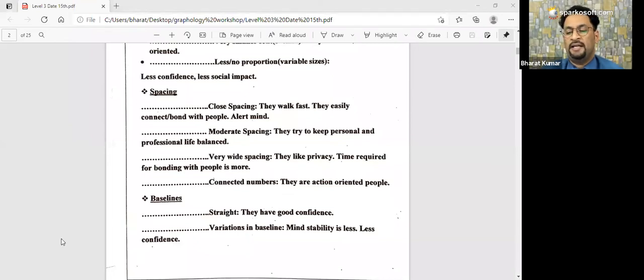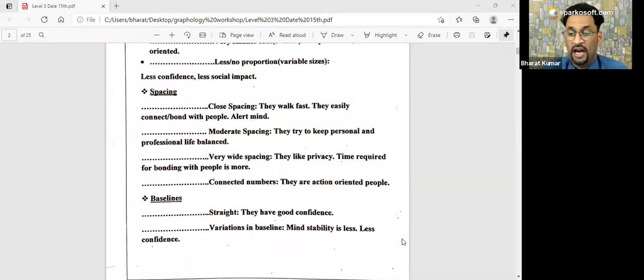So what happens if very wide spacing is used? Actually, they are willing to cover up things. They are more introvert. They don't want to share their issues. They like privacy. Even if they are present in a party, they will avoid standing with many people. They roam alone, like a loner. The time required for bonding is long; they will take a long time to connect with people. Not after 2 or 3 meetings are they able to make friendship. No, they will take more time.